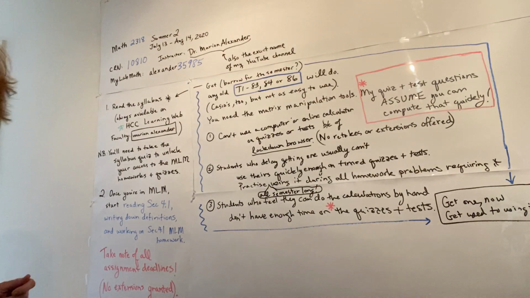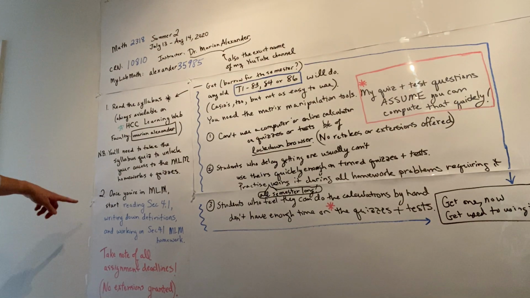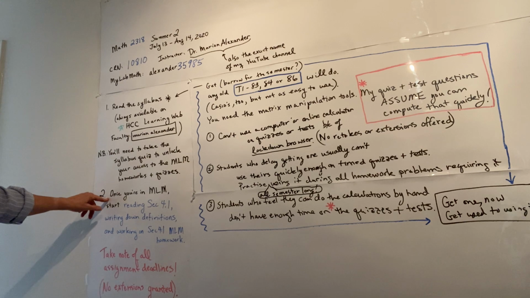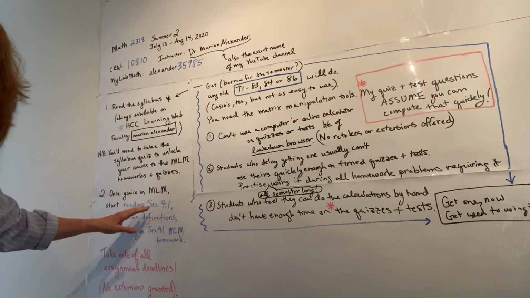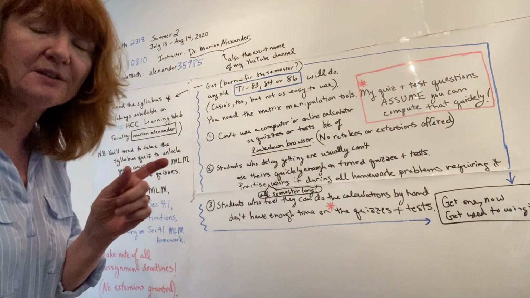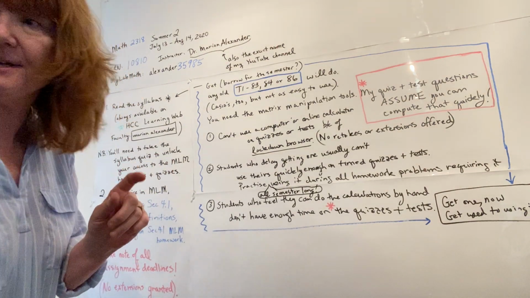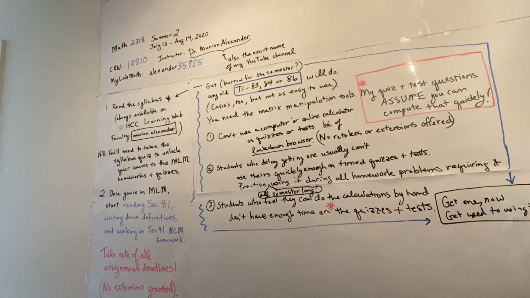Let's see, what other things do I emphasize in that first lecture? Once you do get past the syllabus quiz and you're in MyMathLab, you need to read section 4.1. We start with section 4.1 in our textbook. Here it is.